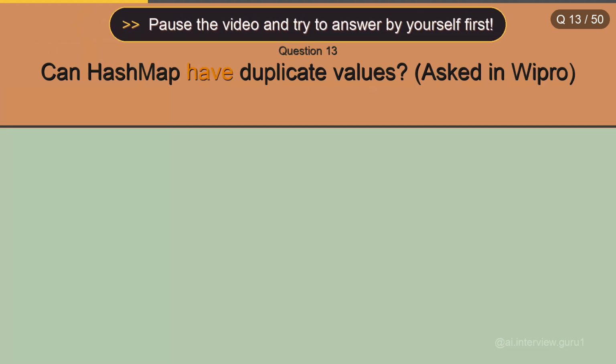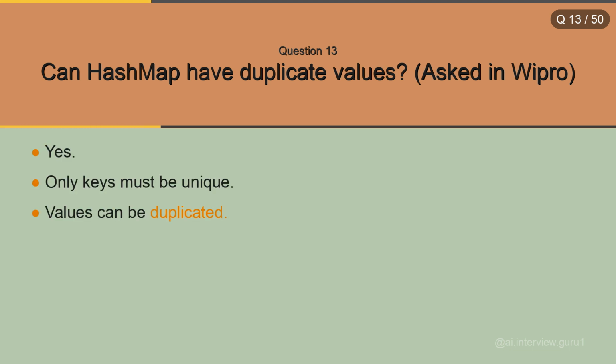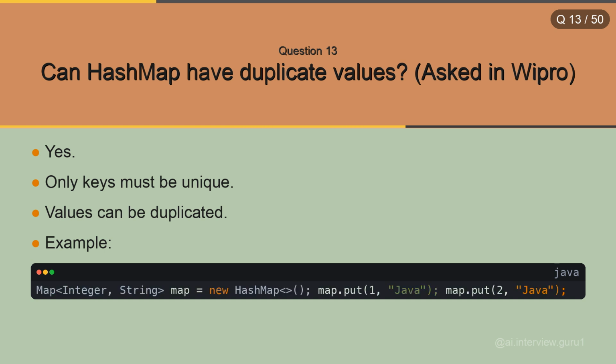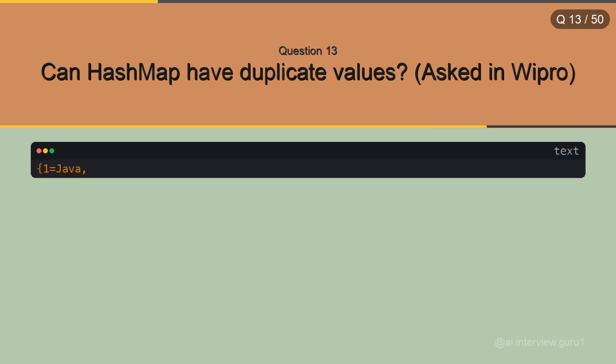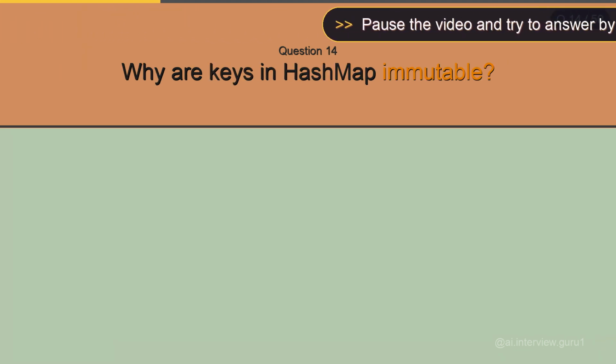Can HashMap have duplicate values? Yes, only keys must be unique. Values can be duplicated. Example: Map<Integer, String> map = new HashMap<>(); map.put(...); System.out.println(map); output: 1=Java, 2=Java. Why are keys in HashMap immutable?